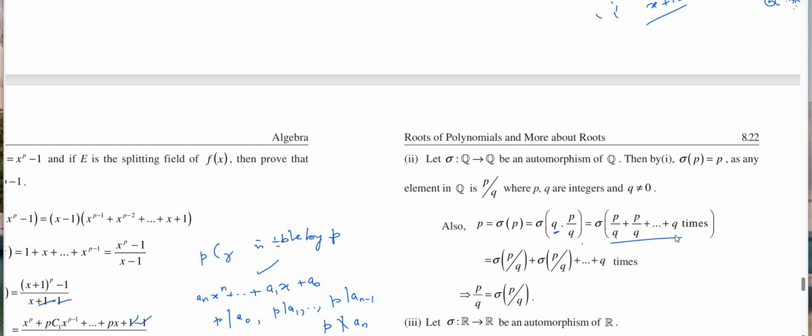So how many times do we have it? q times. So we have q into sigma of p by q, that is, q times sigma of p by q. On the left side you have p, so p by q gives you sigma of p by q. So rationals are taken to rationals, and again only the identity mapping does this. So here again, sigma is just the identity mapping. In integers we had just the identity, and here also.